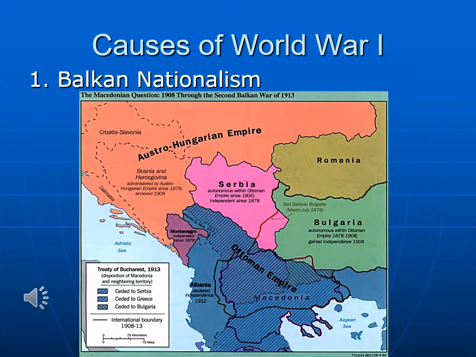And what is going on is that these Balkan nations want to be independent. And so not only are they fighting against the Austro-Hungarian Empire, but they're also fighting against the Ottoman Empire for their independence.